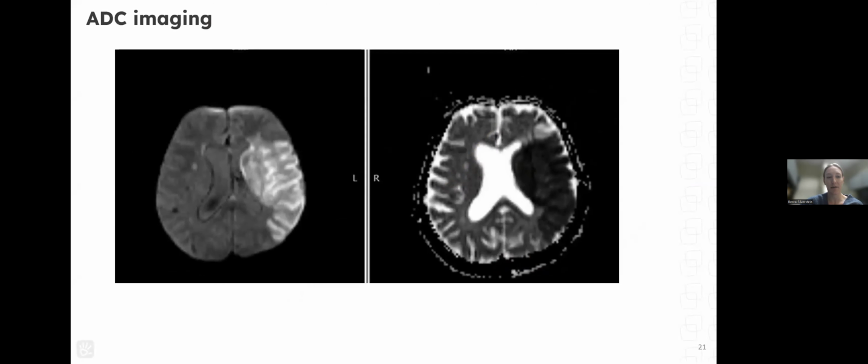And then this is what I mean by the ADC correlate. On the left, the DWI with the hyperintensity showing restricted diffusion correlates again to ADC imaging, which is dark. So you know that this is true restricted diffusion and true pathology, versus a T2 shine through. So this would be in the case of a large ischemic infarct.